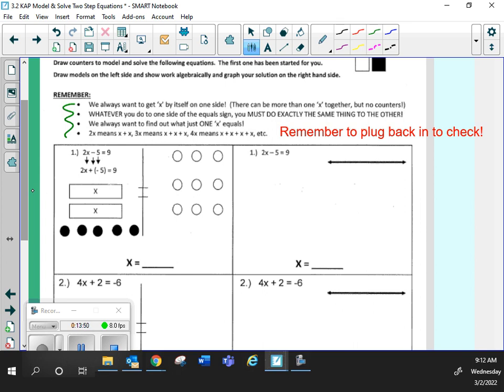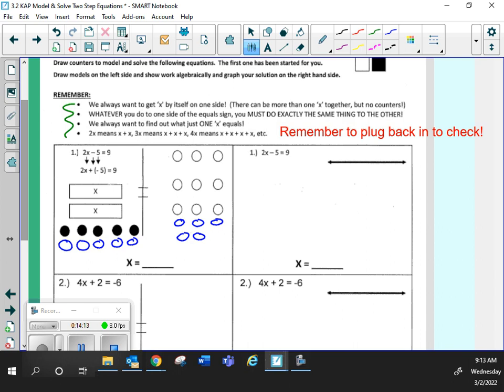So first, do you think I want to get rid of the x's or the black counters? Black counters. And how have we learned to get rid of those black counters? Add the opposite. So we add 5 positives. Y'all good with that? Now we're on balance. Whatever I do to one side, do to the other side. 1, 2, 3, 4, 5.